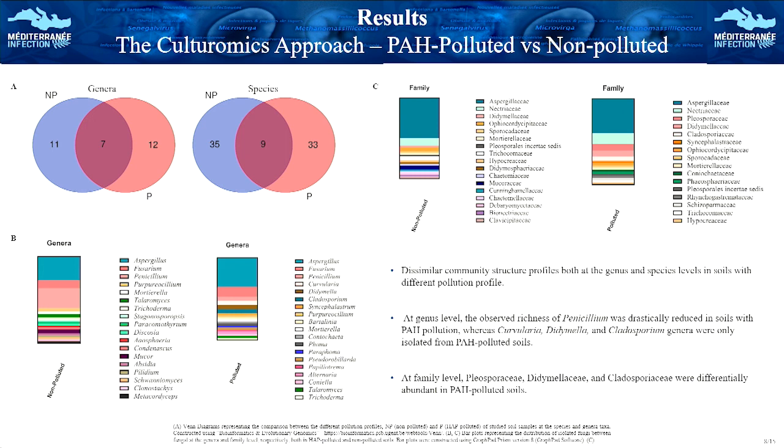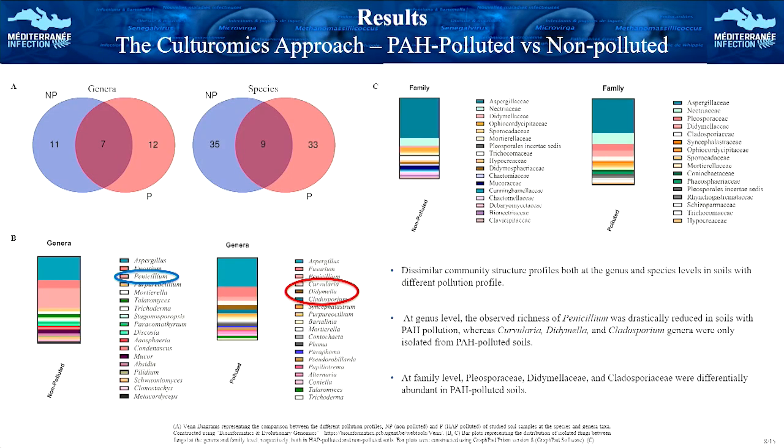So when we dug a bit deeper, we saw that at the genus level, when we went from non-polluted to polluted soil, we obtained a drastic decrease in the number of Penicillium, which was surprising to us. On the contrary, we were able to isolate 3 genera that were only present in PAH polluted soil profiles, but not in non-polluted soil profiles, which are Curvularia, Didymella, and Cladosporium.